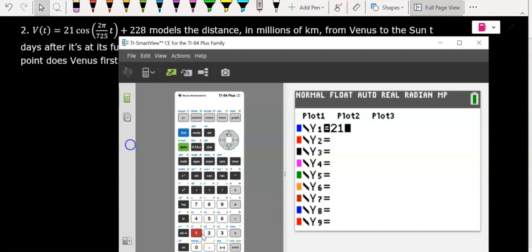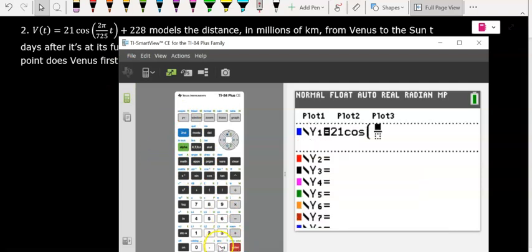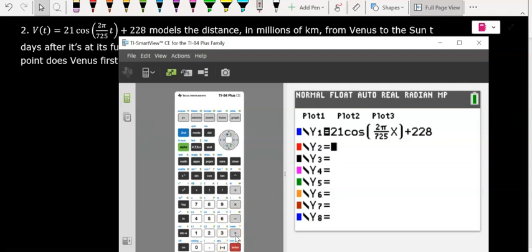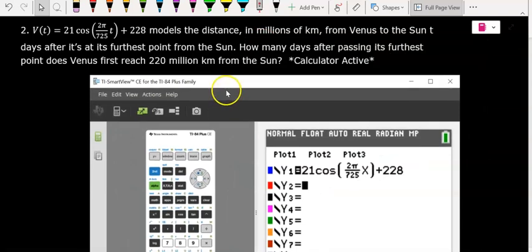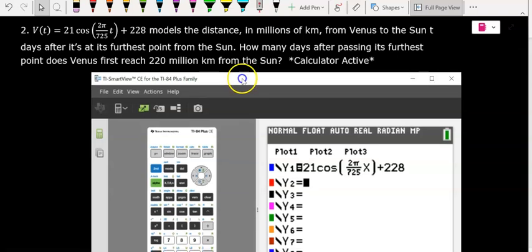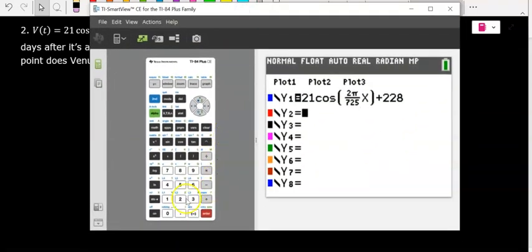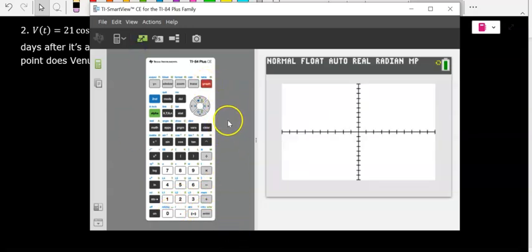So here we go. We're going to go ahead and do 21 cosine. And then I'm going to enter everything that's in here. So I've got 2 pi divided by 725. And that's times t. Well, I'm just going to use x because that's my variable, plus 228. So that's going to be my first equation that I'm putting in here. The second equation is what I need it to be, and that's where it's equal to 220 million kilometers from the sun. So let's go ahead and do that here. So I'm going to say 220 equal to, and now I'm going to graph it.